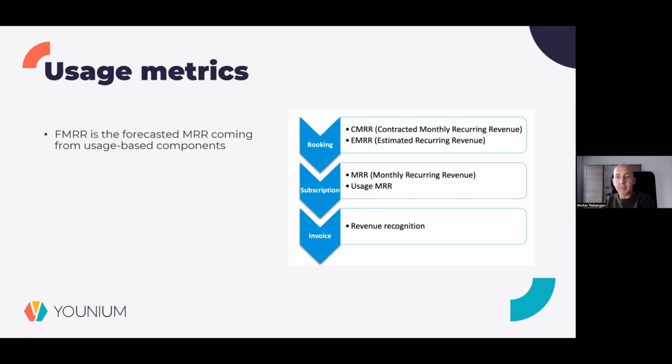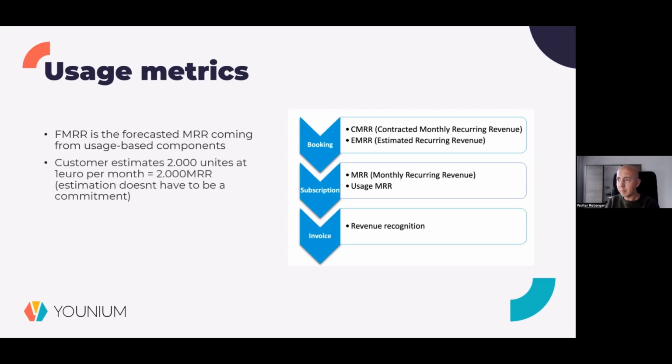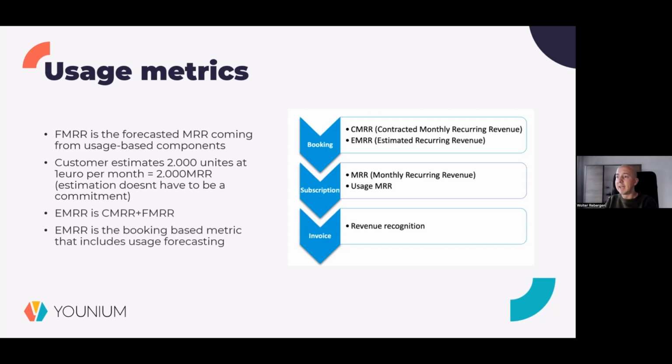There are a few metrics to look at. FMRR is forecasted monthly recurring revenue. That is coming from the usage-based components in your pricing. And you have EMRR on the right, which is estimated monthly recurring revenue, which is your contracted monthly recurring revenue and forecasted monthly recurring revenue together. So the customer estimates they're going to use 2,000 pieces per month. It is not a commitment. It is just a number your customer can tell you.